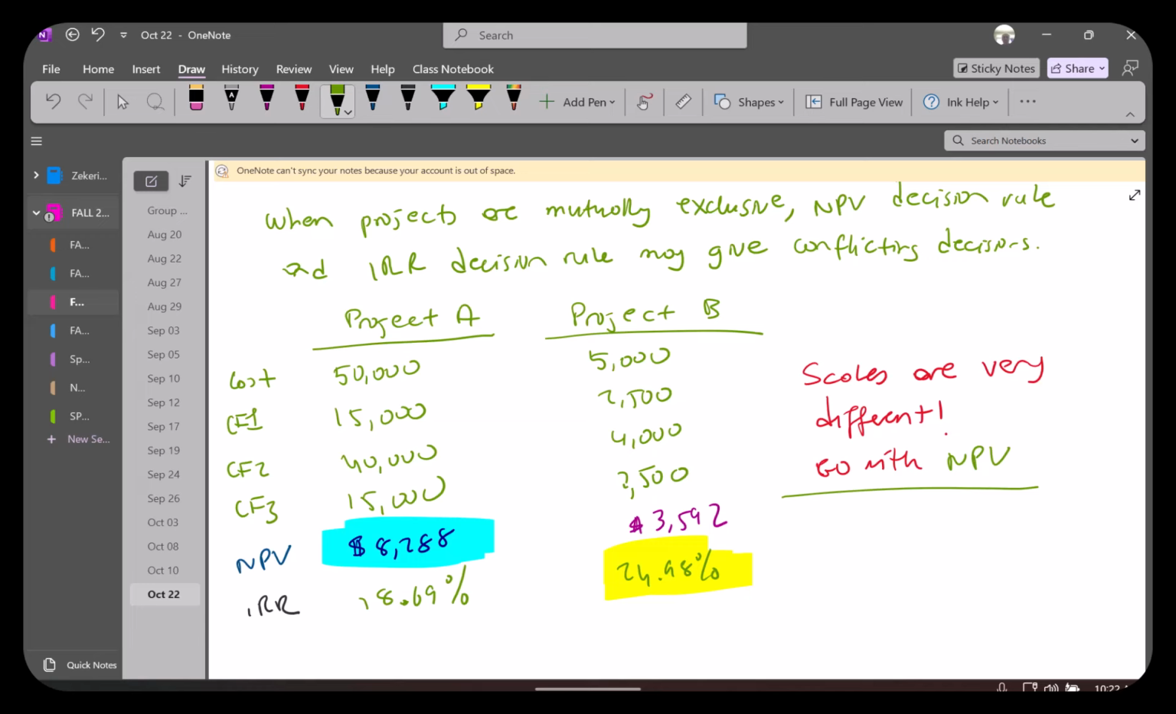Anytime, this is true for any other criteria for mutually exclusive projects. If there are conflicting decisions, go with NPV.